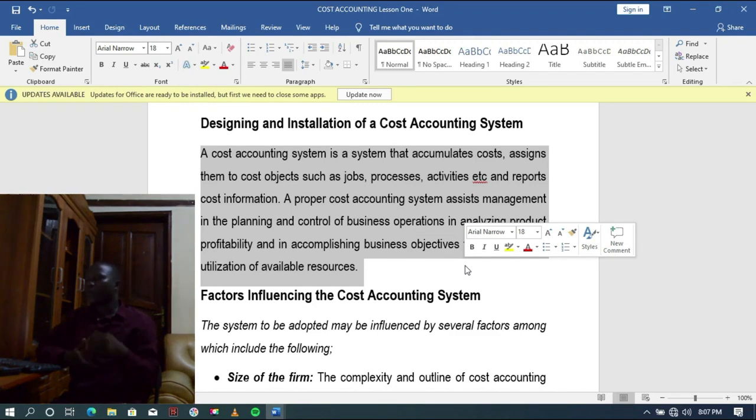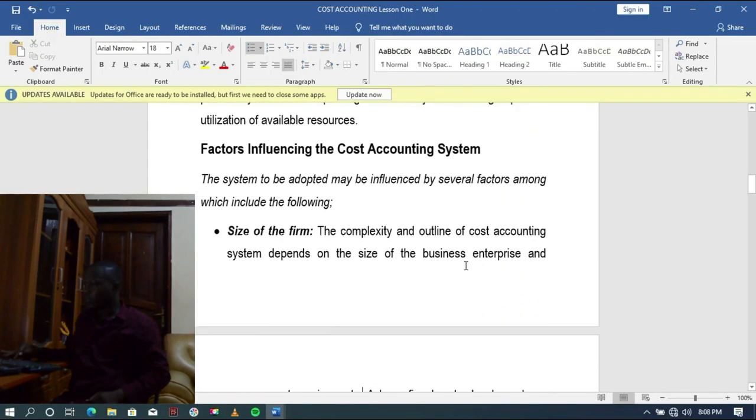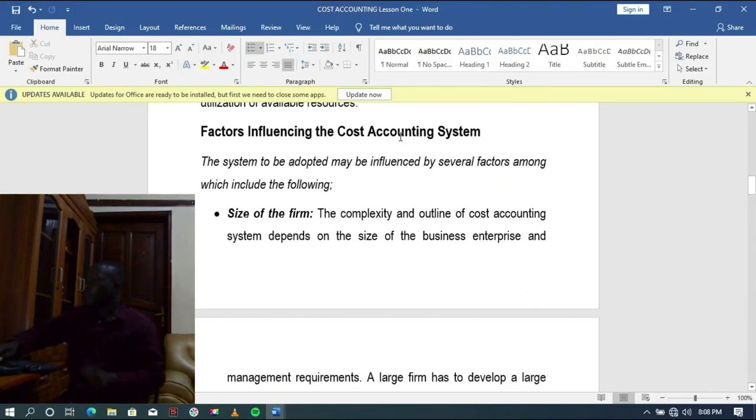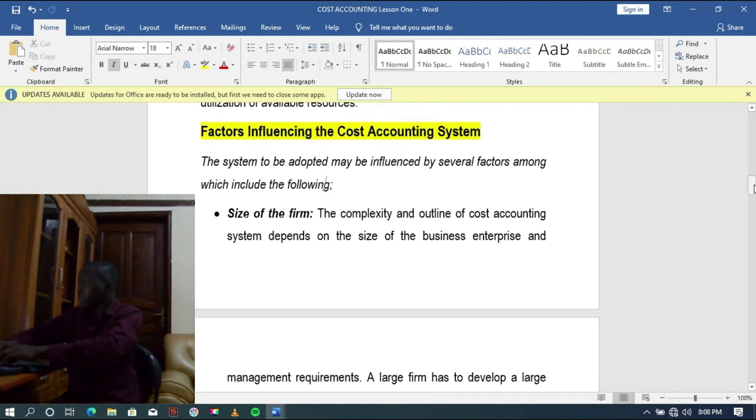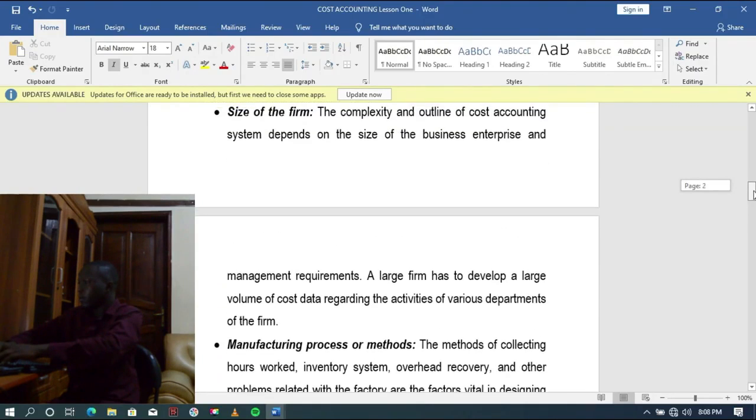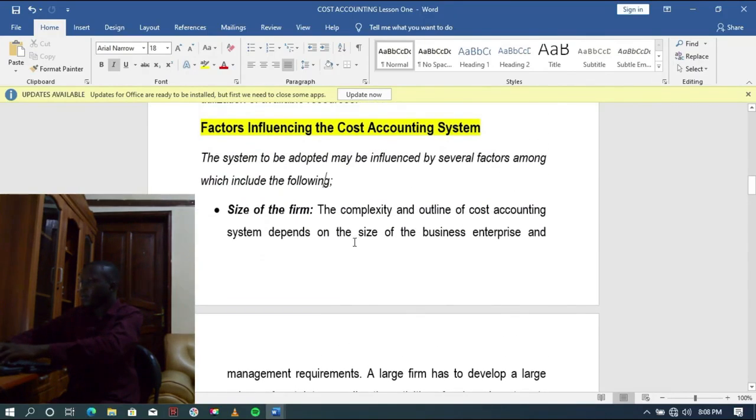So when it comes to designing a cost accounting system, there are some factors that you must put in mind before you actually make a decision to develop such a system. And what are some of these factors?